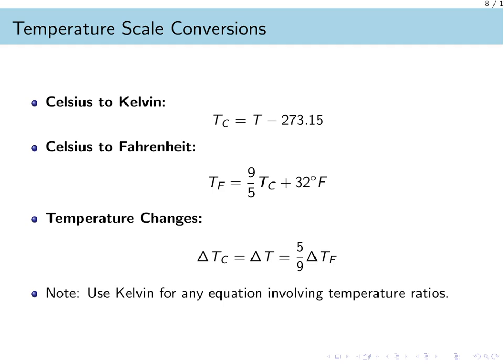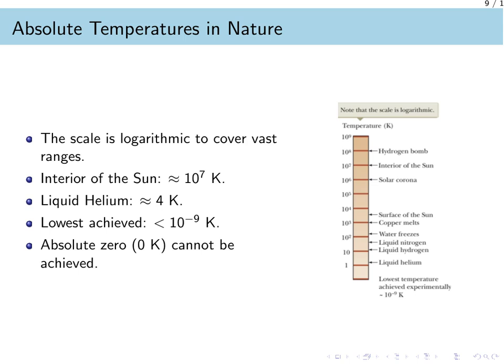It is a vital rule in physics to use the Kelvin scale for any equation that involves ratios of temperatures. Absolute temperatures in nature span a vast range, which is why we often use a logarithmic scale to visualize them. At the highest end, the interior of a hydrogen bomb or the center of the sun reaches about 10 million kelvins. The surface of the sun is much cooler, at approximately 6,000 kelvins.